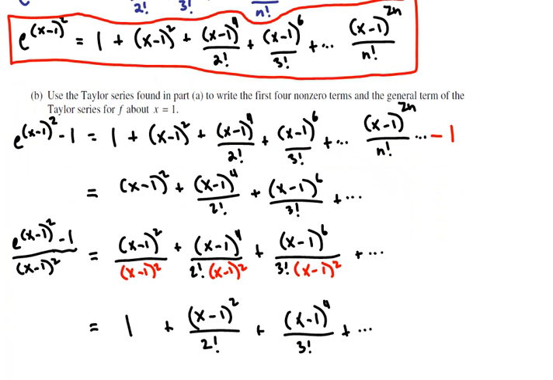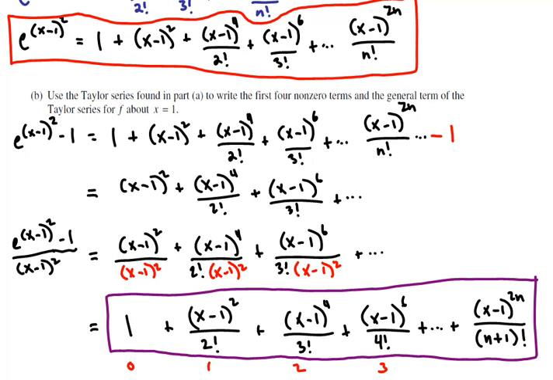And so we can find that we have the first three terms there. The fourth term would just follow that pattern. It would be x minus 1 to the sixth over 4 factorial. And if we start with the zeroth term, we can see that the denominator is always n plus 1 factorial, and the numerator is always x minus 1 to the 2n for the exponent. And so that is our answer for part B. And we'll continue with part C and D in the next video.